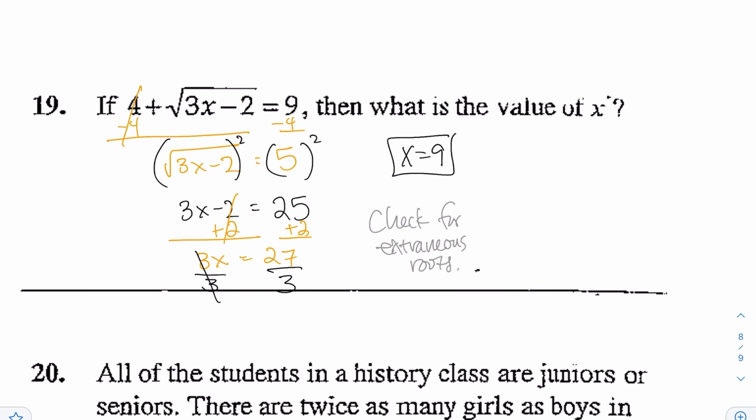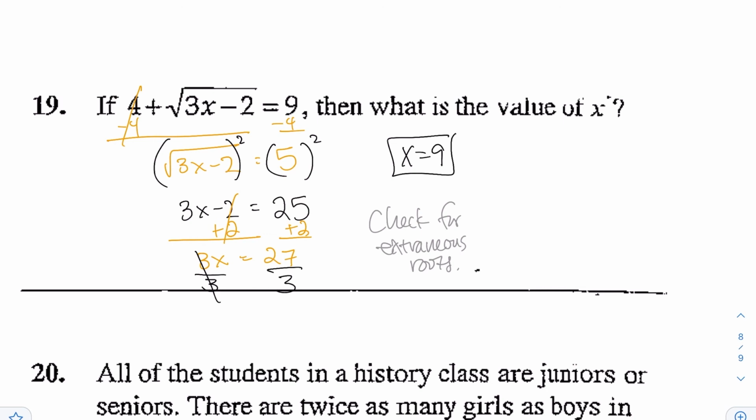Which means that sometimes you might be unknowingly solving an equation, and then that answer is actually not an actual answer, because when you have square roots, you can't take the square root of a negative number. So you always want to keep that in mind. When you square both sides, you could introduce extraneous roots.